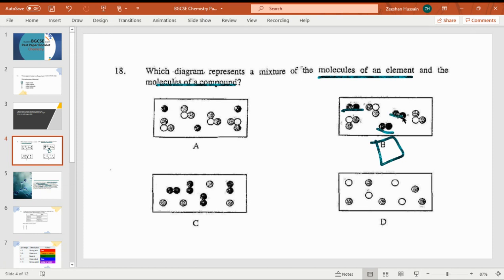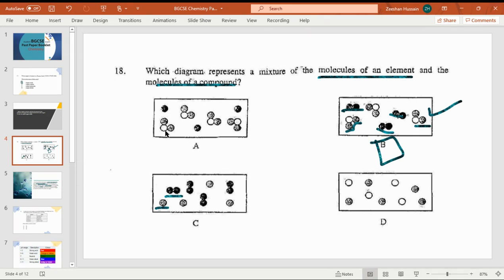Okay, these are the molecules, and here is the compound, just like water, H2O. This is also a compound. So which diagram represents a mixture of a molecule of an element and a molecule of a compound? So this is the mixture of a molecule of an element and a molecule of a compound. Here all the atoms are free, they are not combined. Here we can see only molecules of an element. These are molecules of an element, and these are single atoms, they are not compounds. So this is also not true.